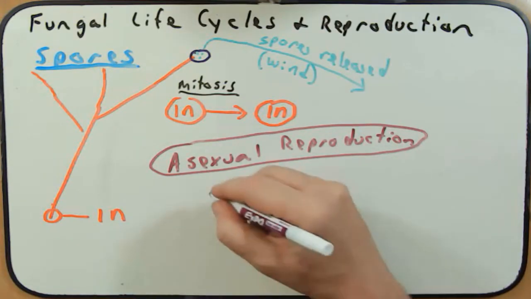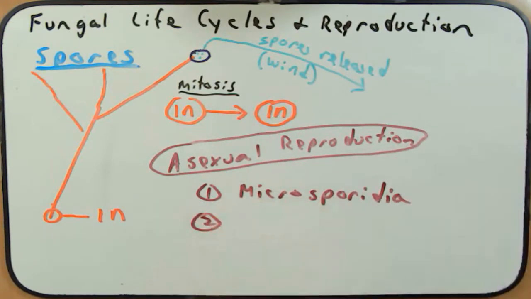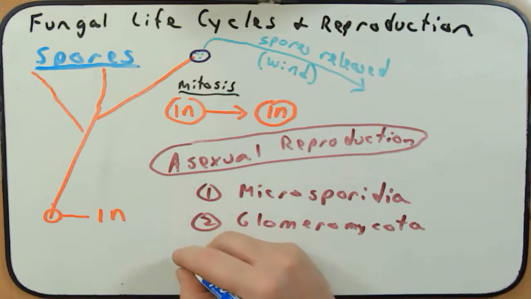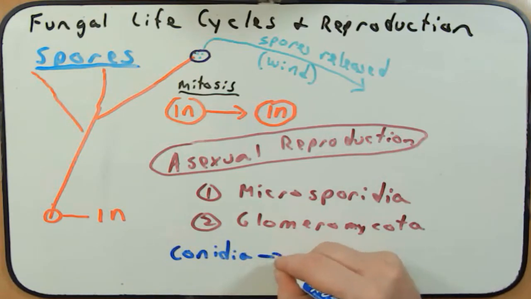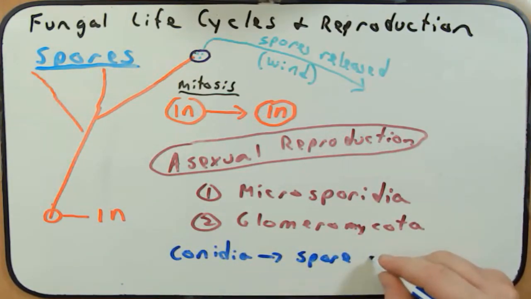And these two species are Microspheridia and Zygomakata. And lastly, I want to introduce a term for you, and it is called conidia. And this simply is a spore produced through asexual reproduction.